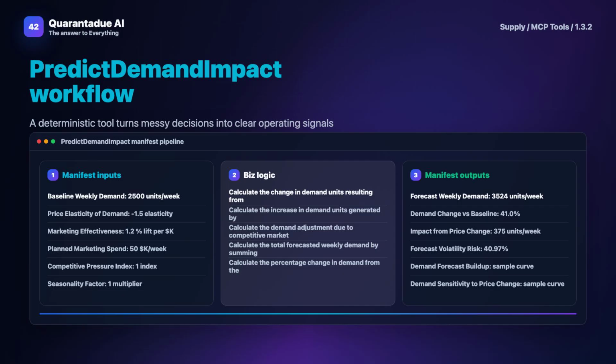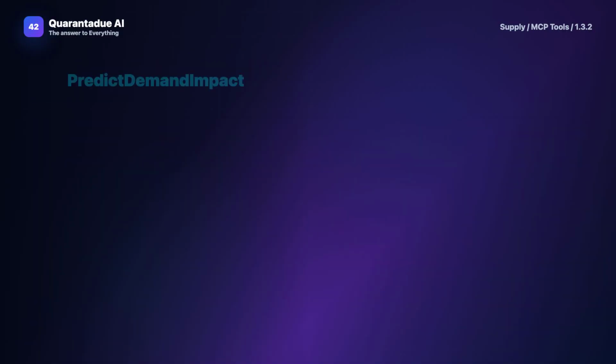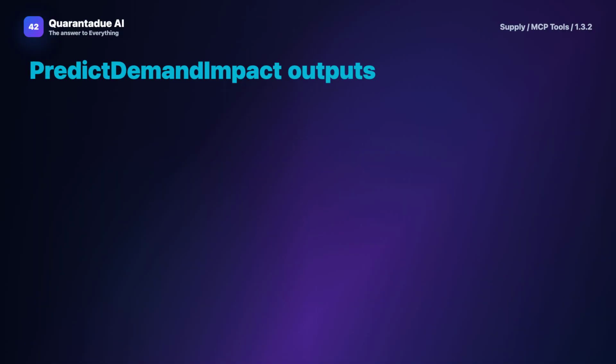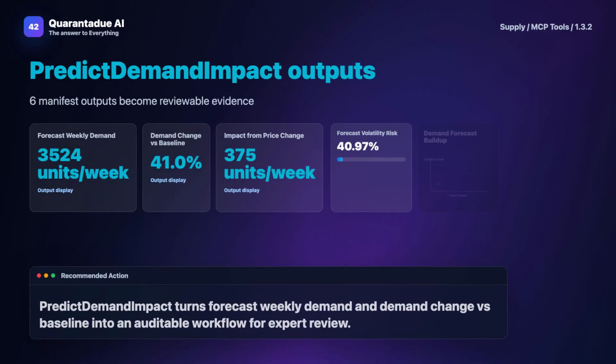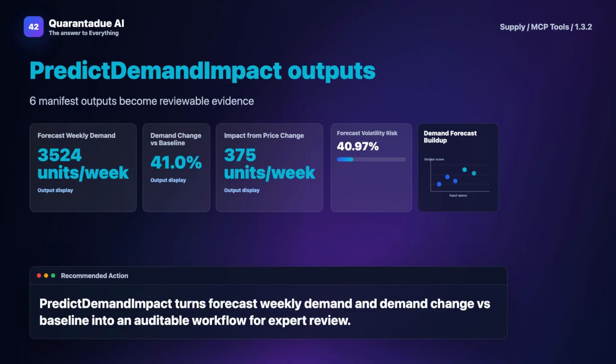Calculate the total forecasted weekly demand by summing the baseline demand with all impact components, price, marketing, competition, and then applying the seasonal multiplier. And calculate the percentage change in demand from the historical baseline to the new forecast, indicating the overall impact of all factors. This keeps the process deterministic, reviewable, and aligned with how supply teams actually make decisions.